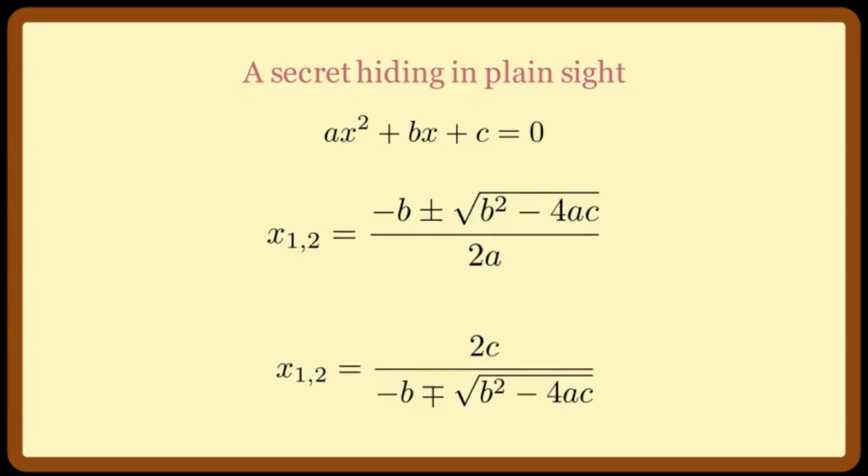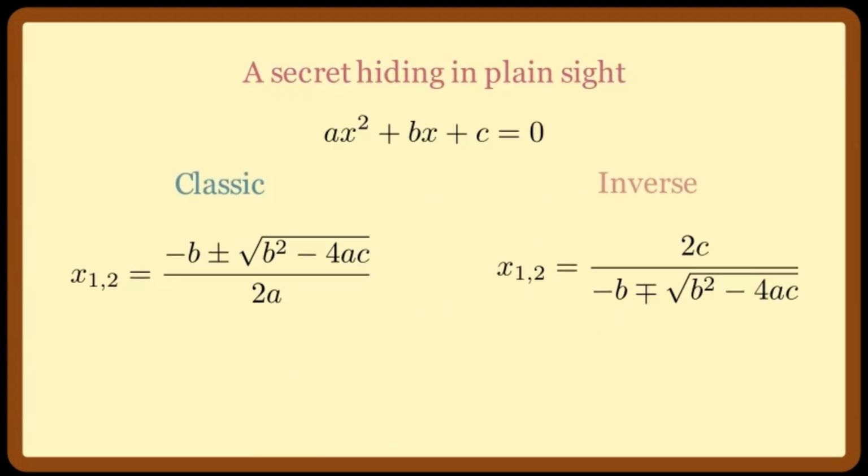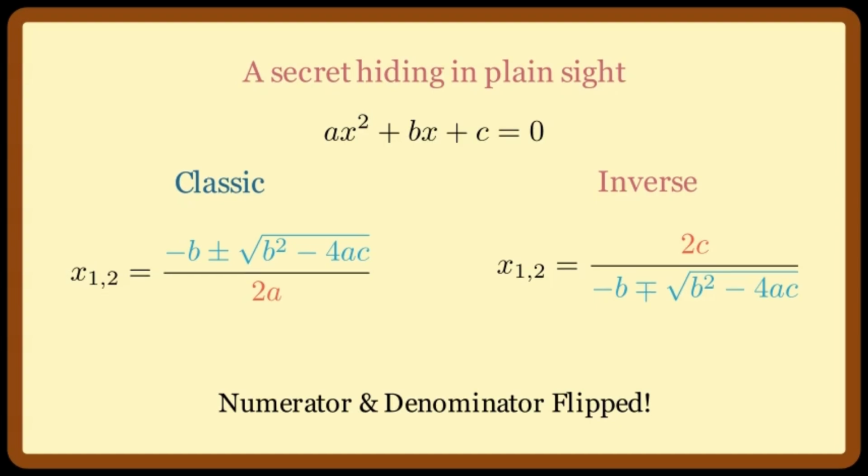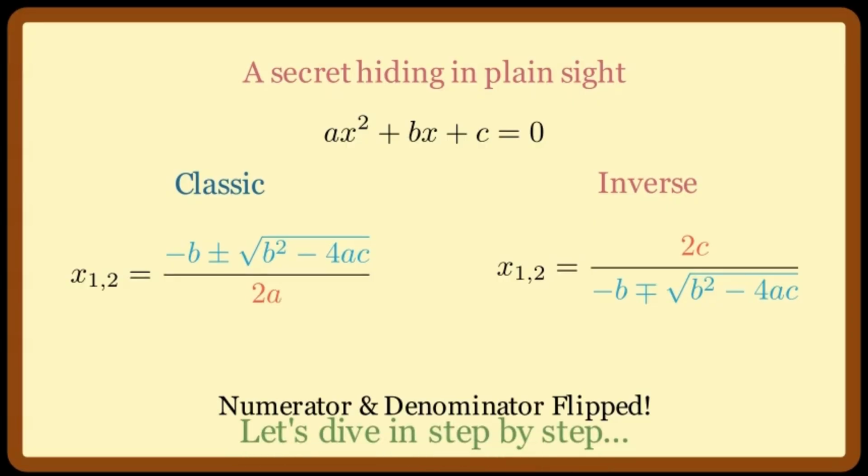But what if I told you that this alternative mathematical secret has been hiding in plain sight all these years? If you pay close attention to this inverse formula, you'll notice something weird happened here. The numerator and the denominator simply flipped. The familiar 2a completely disappeared from the bottom of the fraction, and in its place 2c suddenly popped up on top in the numerator. How does that even make sense? How can you flip a formula on its head and still get the exact same answers? Let's dive in step by step and discover the magic behind the numbers.